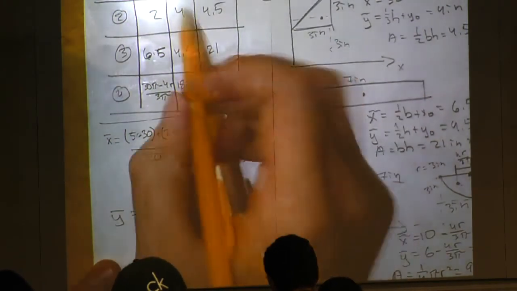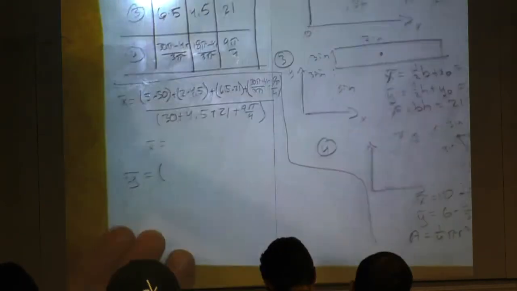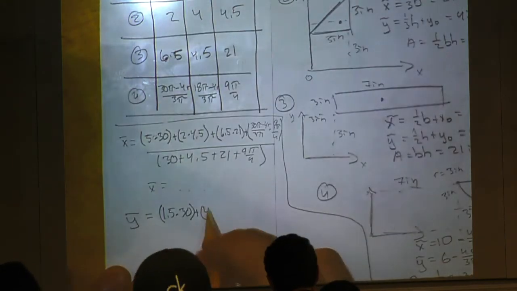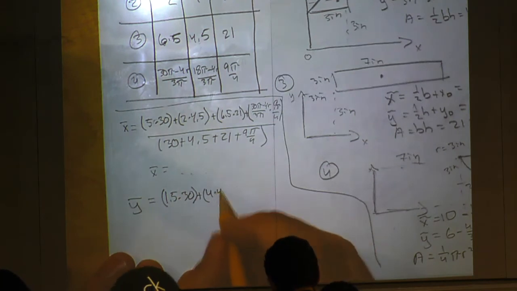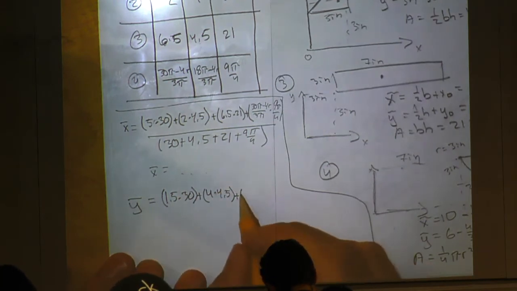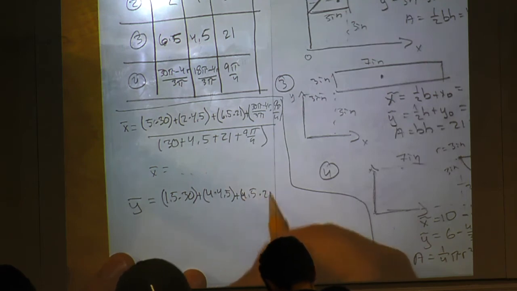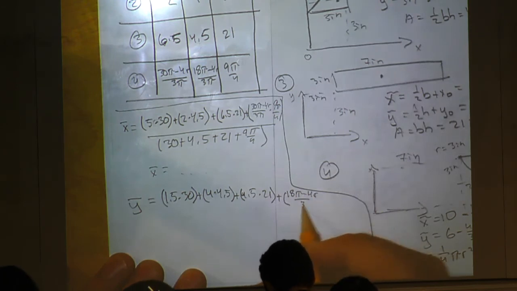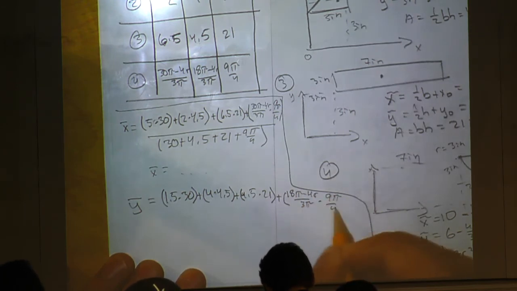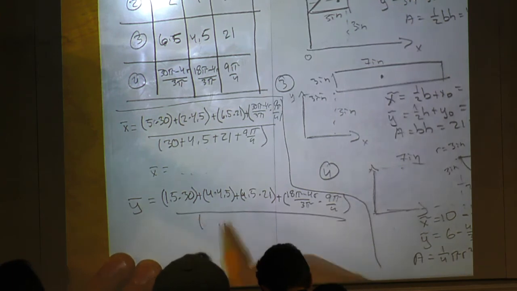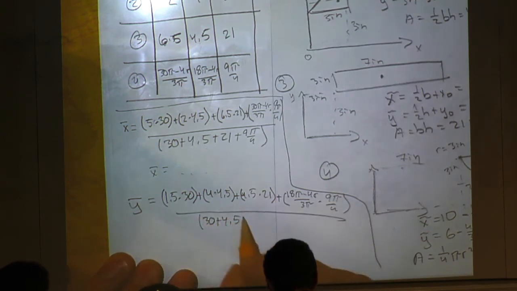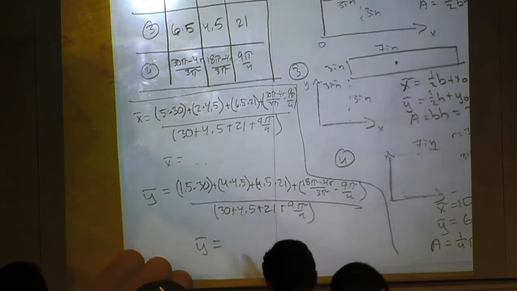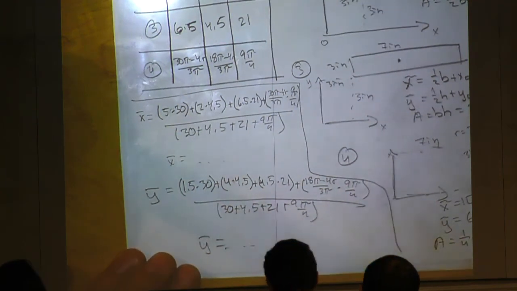So now we need to do our y bars, right? So we're multiplying these together. So 1.5 times 30 plus 4 times 4.5 plus 4.5 times 21 plus that thing, minus 4r over 3 pi times 9 pi over 4. Divide that whole thing by the sum of the areas, which is, again, the same value as it was above, which will give you your y bar. So I'll put up the correct solutions later. Just work that out in your calculators.